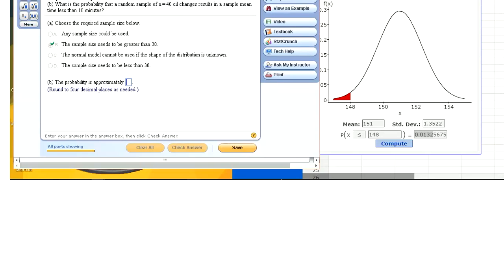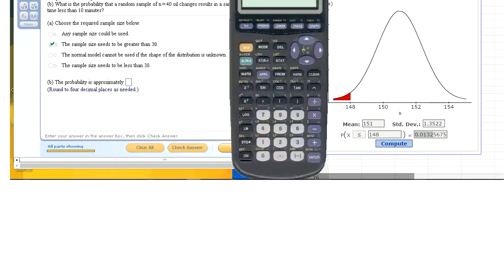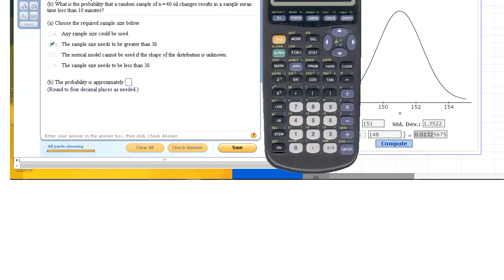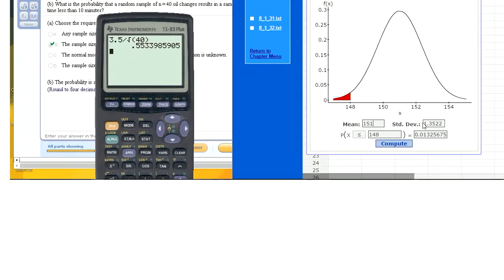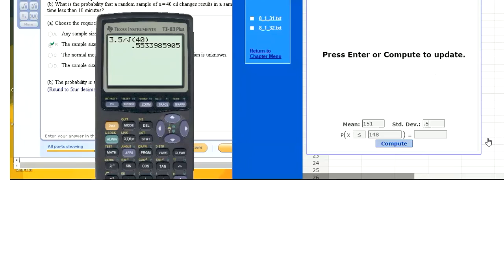So now we're looking at the probability of a random sample of 40. Okay, so going back here, the thing we need to calculate is the standard deviation on a sampling distribution. So 3.5 divided by the square root of the sample size of 40. Okay, so there's the standard deviation on the sampling distribution of the sample mean. So let's put all this stuff in. So 0.5533. I'll just round it up to 0.554.